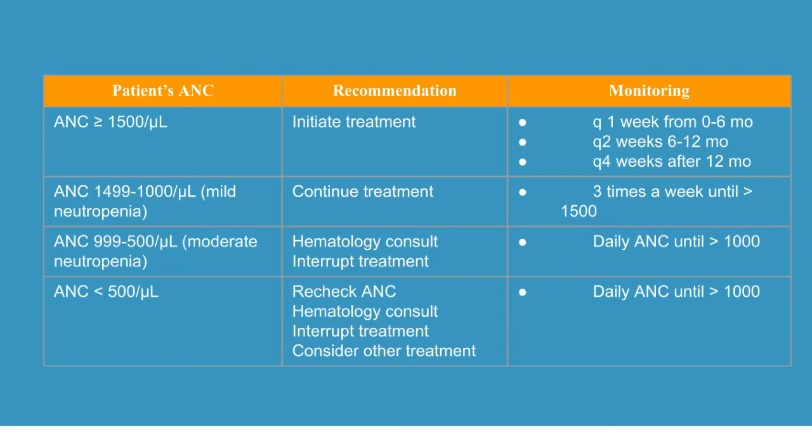If the ANC is dropping again below 1000 but above 500, at that point we need a hematology consult and we have to interrupt treatment. We have to hold the clozapine until we can figure out what's going on. So then we would daily monitor a CBC and the ANC until it goes above 1000.